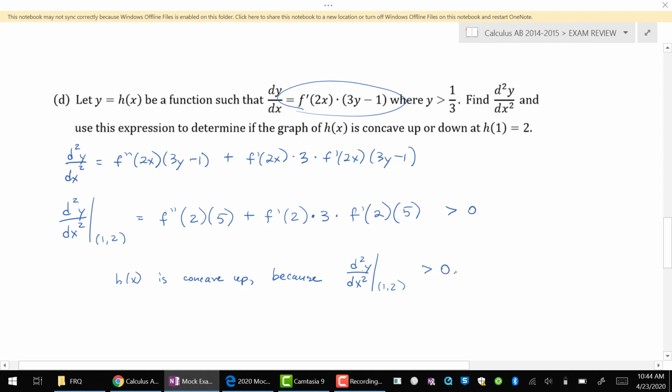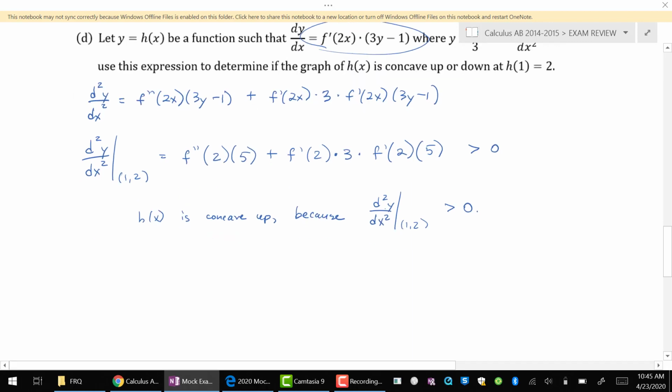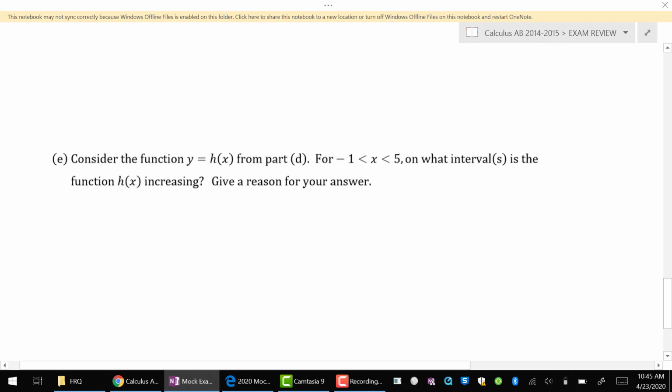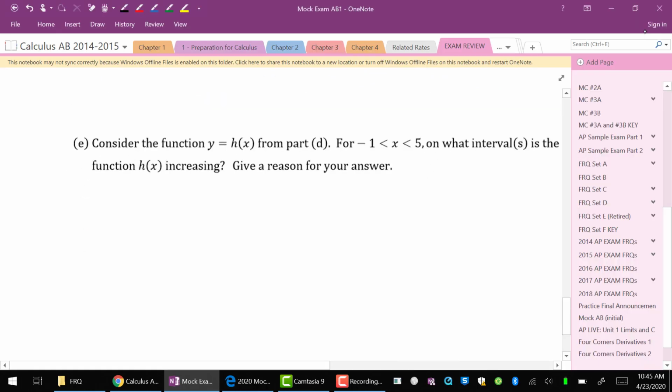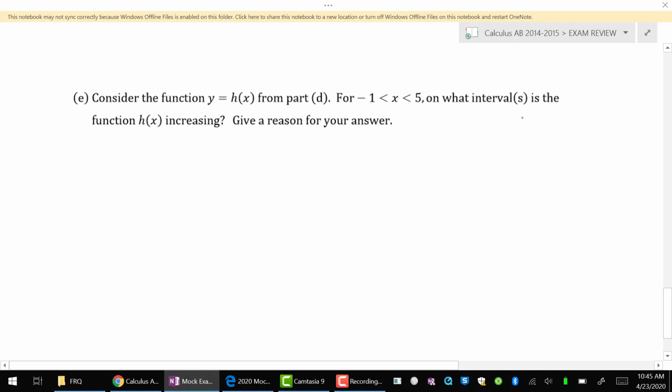So I have a concave up value for that problem. Letter E. Sticking with function h, find the interval or intervals where function h is increasing. So h is going to be increasing whenever its derivative is positive. And its derivative, again, is dy dx. So I'm hunting for the intervals where that is going to be true.